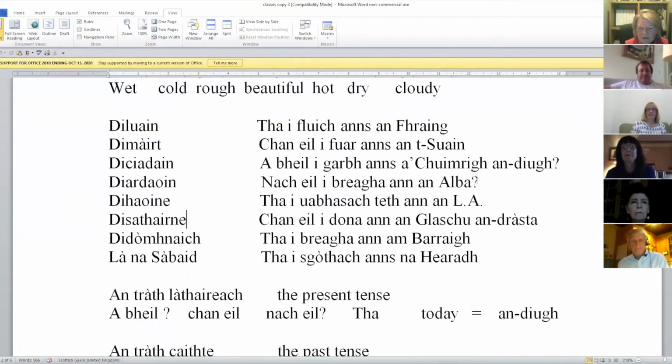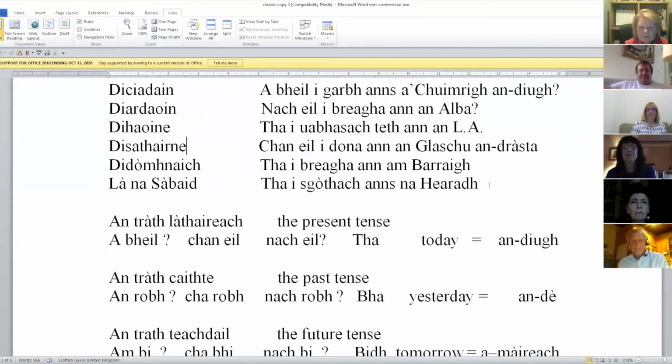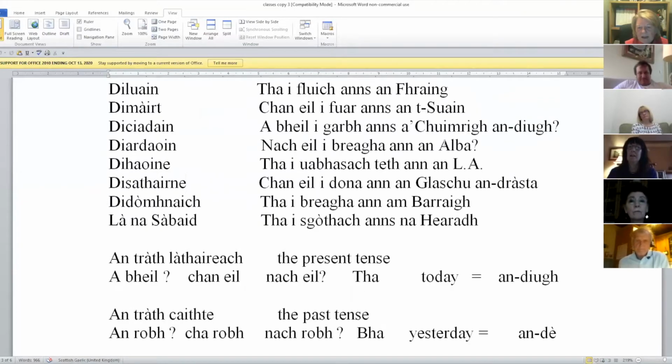Okay. Barai, because it begins with a B. So it's M in front of Bara. And then Alabe is the word on its own. So an in Alabe, just like an in LA.